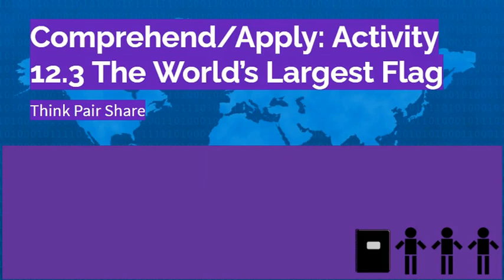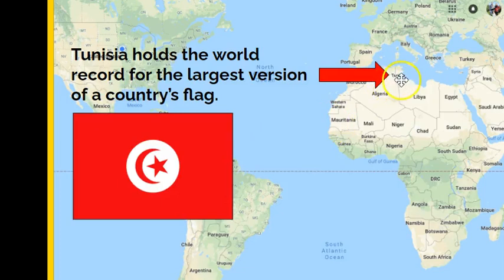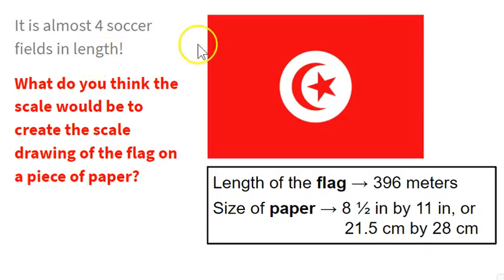Let's jump ahead and talk about the world's largest flag. So Tunisia, this little country here in northern Africa, has a record for the largest version of a country's flag. It covers almost 4 soccer fields in just its length. Its length is 396 meters. And if you're going to convert that into a scale that would fit on a piece of paper, what do you think the scale would have to be?